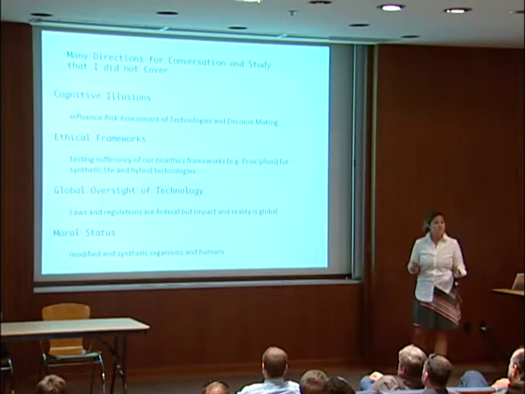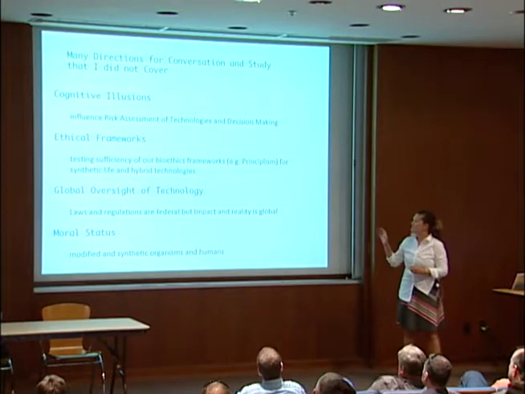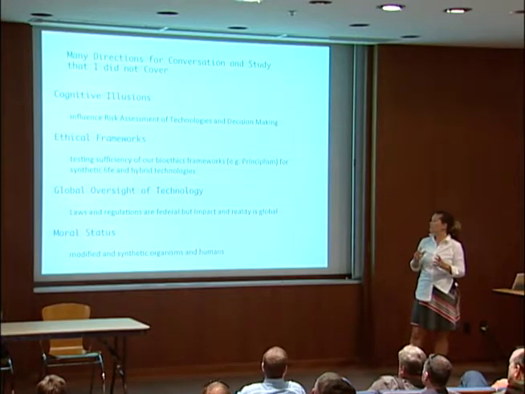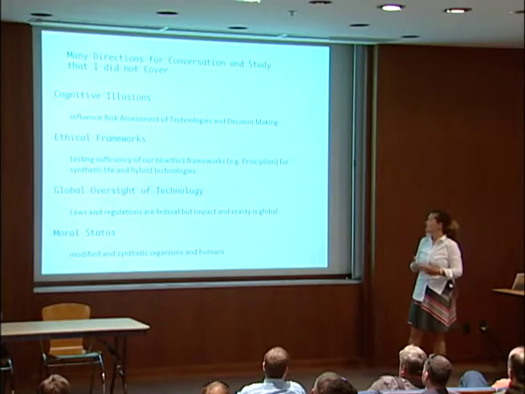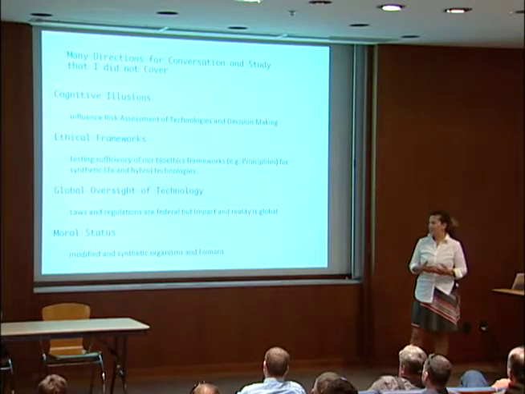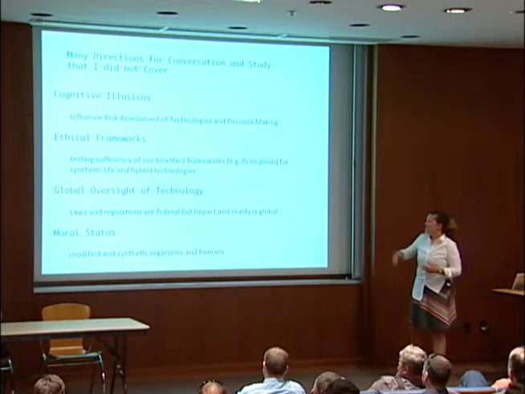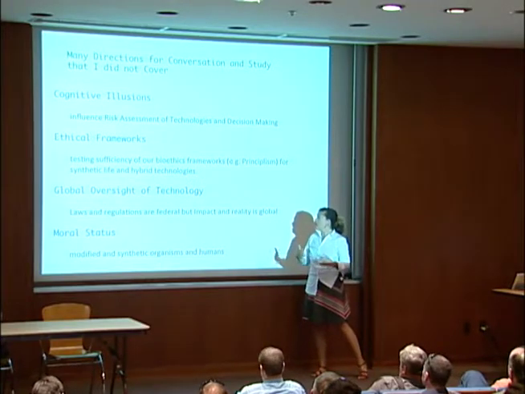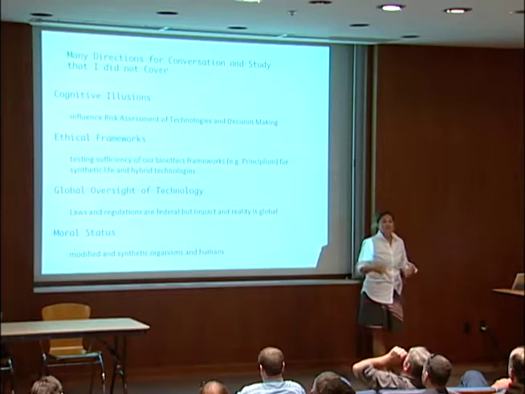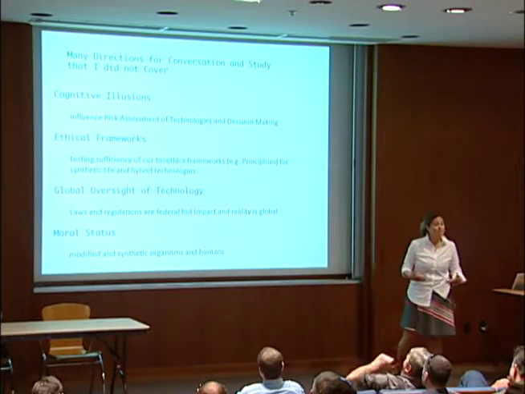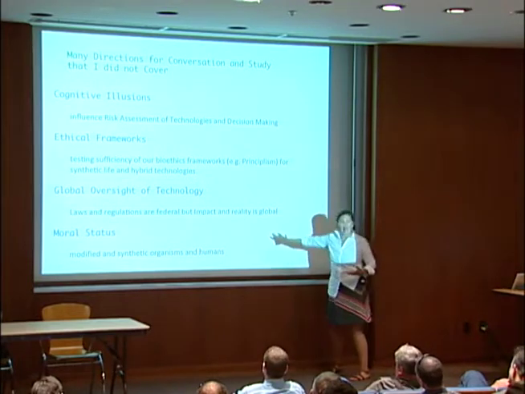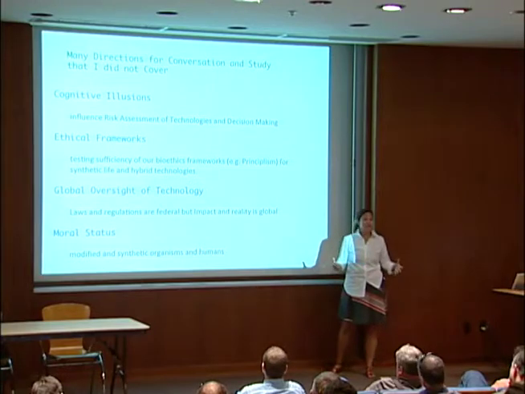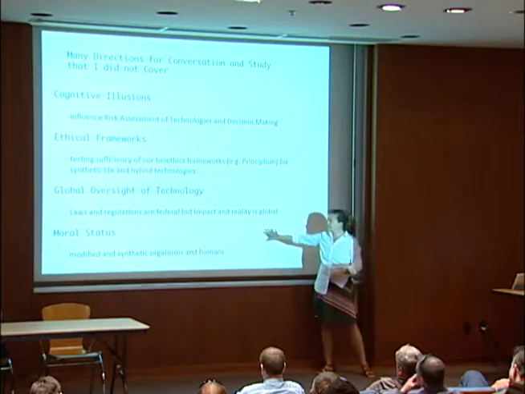Ethical frameworks: one of the things my students do is test the sufficiency of our current bioethics frameworks, like principalism, for evaluating synthetic and hybrid life technologies. Global oversight: this is a theme that a lot of students pull out. Laws and regulations are federal. A lot of moral frameworks are cultural. But the impact and reality of these technologies is global. So how do we reconcile that?